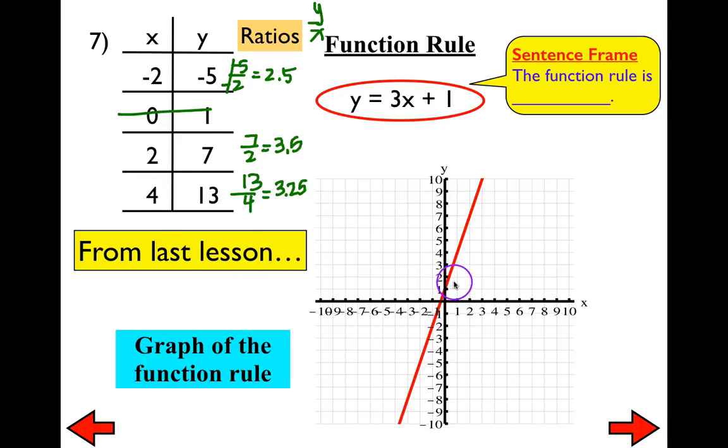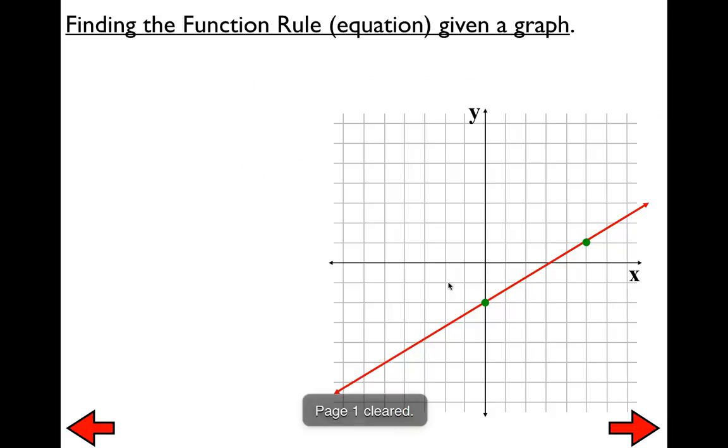But of course there's other methods. We can see here clearly in our graph that it's not going through the origin. So there's another reason why it's not a proportional relationship. Okay, so now on to the new stuff.